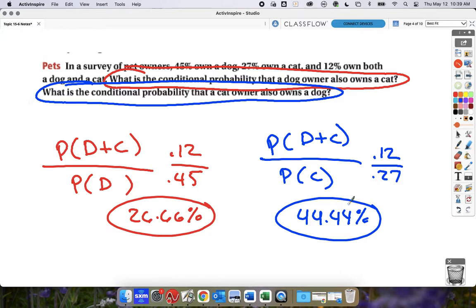What's the little line? That little line means given. So, what is the probability that you're a female given you're a freshman? So you can only look at freshmen. How many people are freshmen? That's the bottom. How many people are females that are freshmen? So it's 5 of 8.